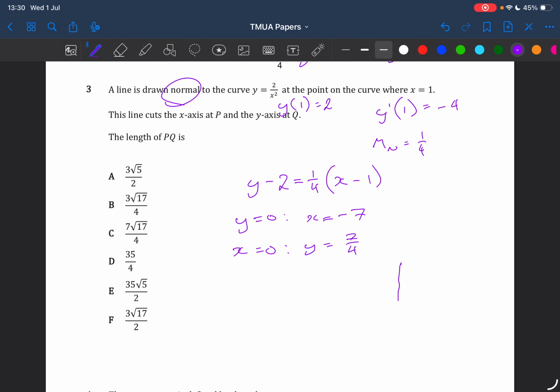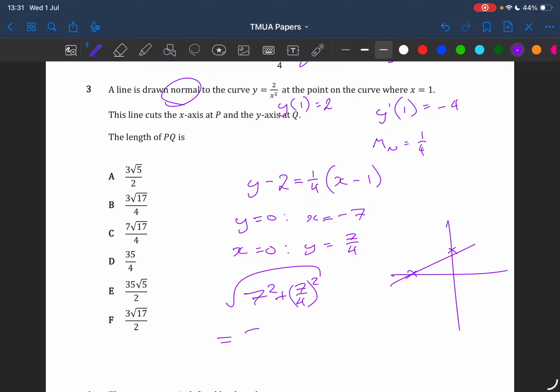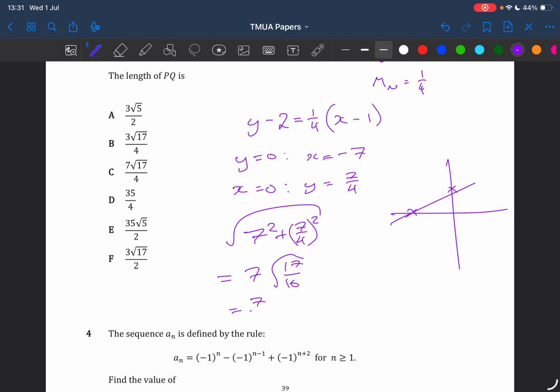So we could draw this out if we like. Let's do a big axis. We have the minus 7 over there, and 7 on 4 there, so it's some line joining that. How do we work out the length of this line? It's going to be 7 squared plus 7 over 4, all squared, all square rooted. Take out a 7. We're going to have 1 plus a quarter squared. So it's 1 plus a 16th, that's 17 on 16, all square rooted. So take the 4 out of that, it should be 7 on 4 root 17.